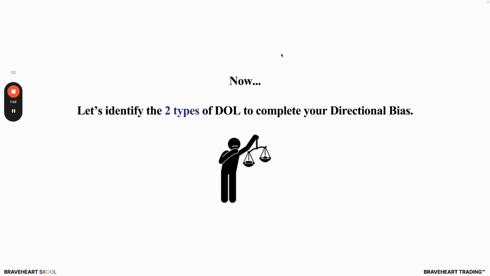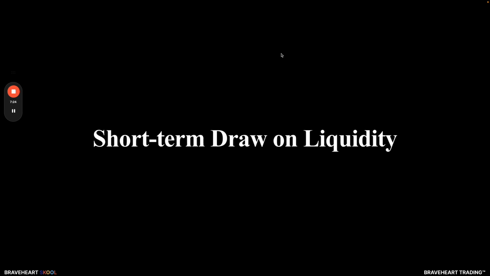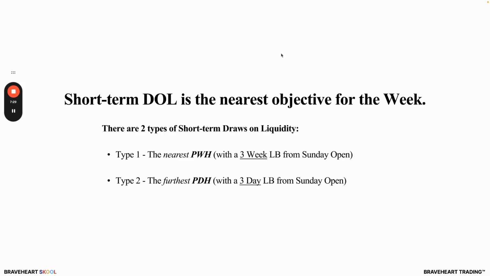So now that we understand that, let's start getting practical and identifying the two types of draw on liquidities to complete your directional bias. So you know weekly institutional order flow, you know draw on liquidity now. Let's find the draw on liquidities now. Let's see how we can find that so we can complete the directional bias once and for all, and then move on to the next step. So this is short-term draw on liquidity. A short-term draw on liquidity is the nearest objective for the week.